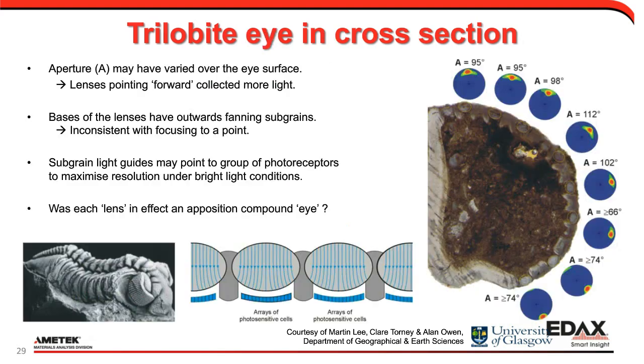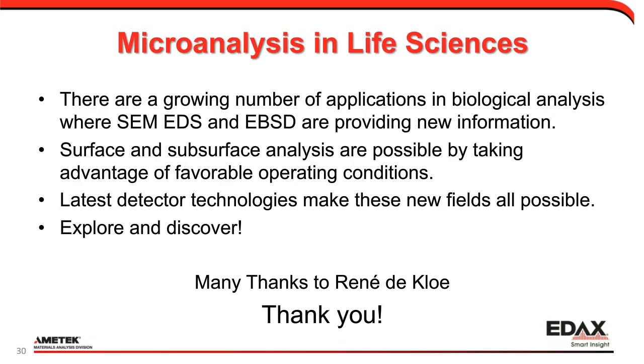And finally, we sample that around the outside of the eye in the cross-section, and we could see the trend of the orientation as we go around the eye. And then we look at how it focuses each lens compared to a compound eye. The conclusion there is that we're pointing forward, collecting more light.